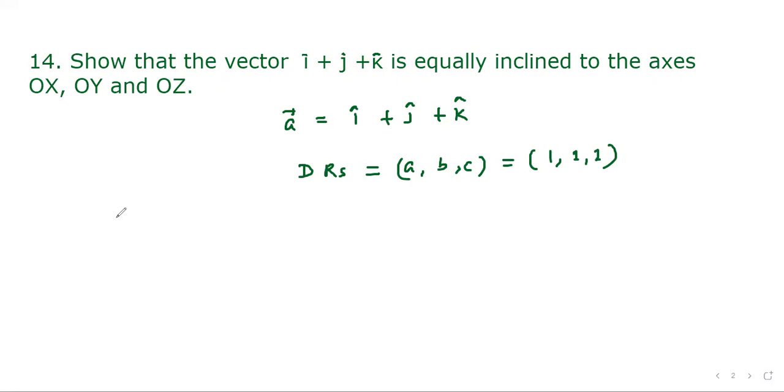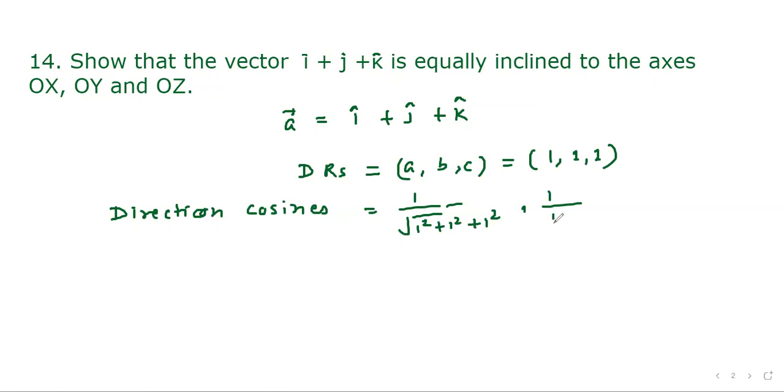Now direction cosines will be 1 upon root of 1 square plus 1 square plus 1 square. The same will be the next one: 1 upon root of, this will be root 3. And the next one will also be 1 upon root 3. So cos alpha equal to 1 upon root 3 equal to cos beta equal to cos gamma. Clearly, all three values are 1 upon root 3. So we can say that this vector is equally inclined to the three axes.